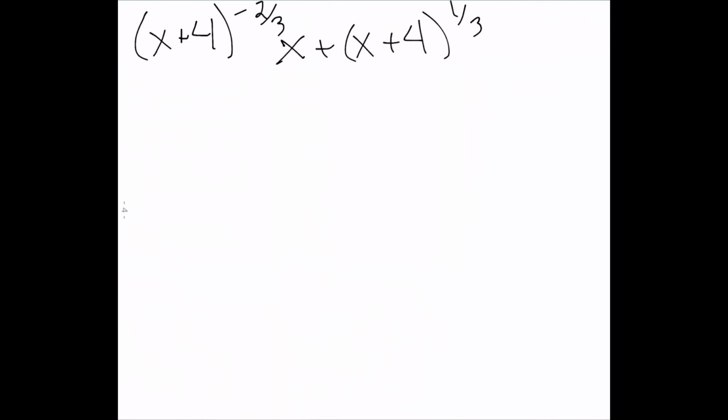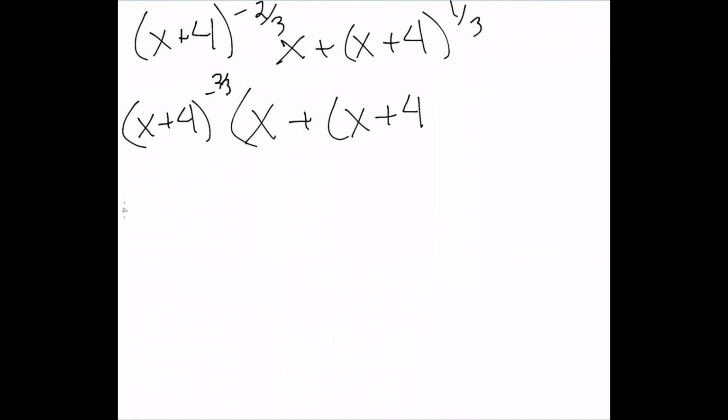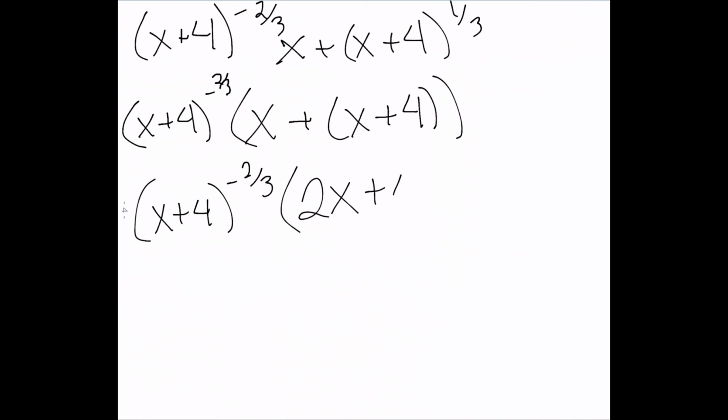Let's look at one more. x plus 4 to the minus 3/2 times x plus x plus 4 to the 1/3. The smallest exponent I have is the negative 2/3. So the first thing I'm left with is just an x. 1/3 minus negative 2/3 is going to be 1. And then I can further simplify this. x plus 4 to the minus 2/3, and then I can see I have 2x plus 4 in the second parenthesis.